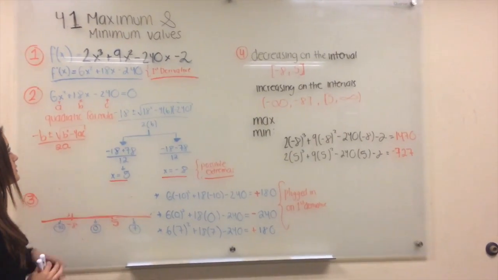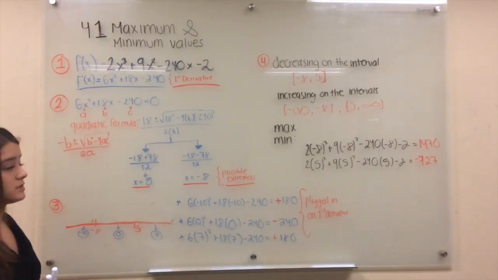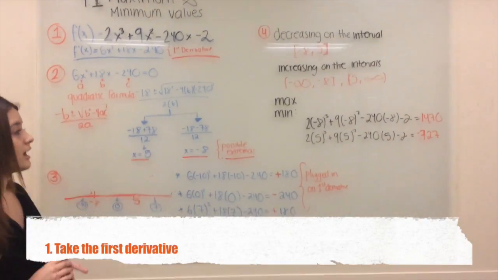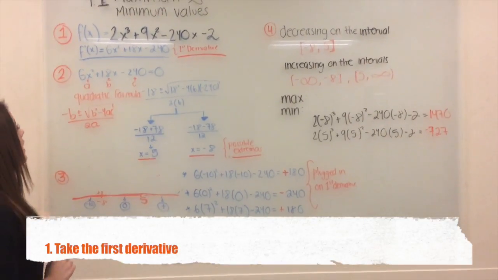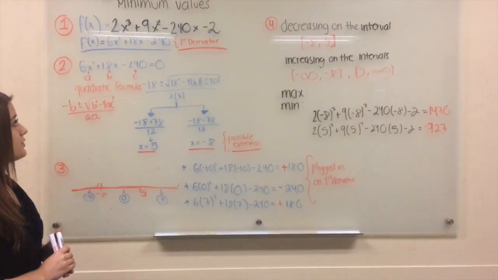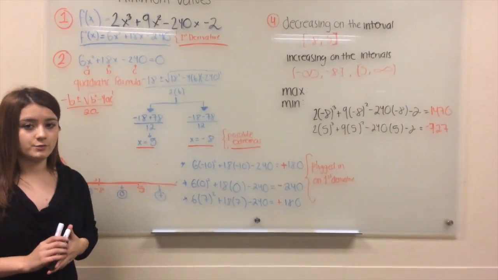So we have a function 2x cubed plus 9x squared minus 240x minus 2. The first step is to take the first derivative, so we only have to use power rule. So we get 6x squared plus 18x minus 240. The second step is to set it equal to 0 and find the roots.